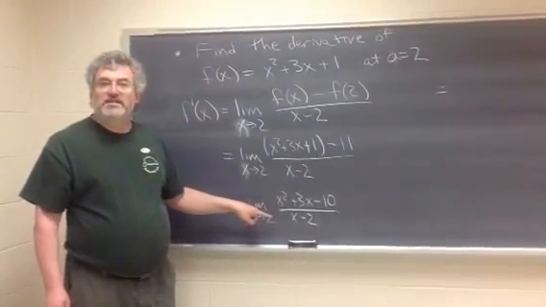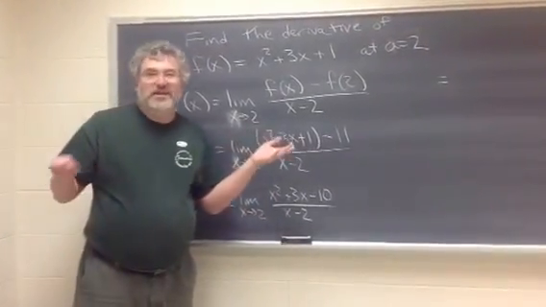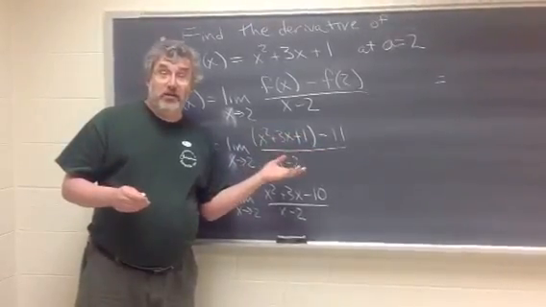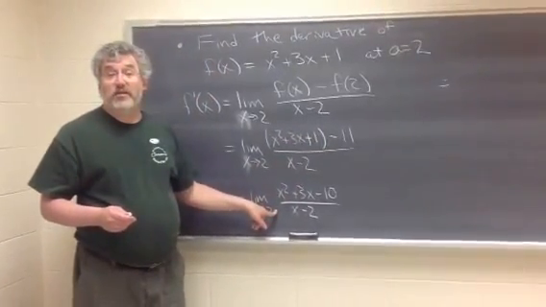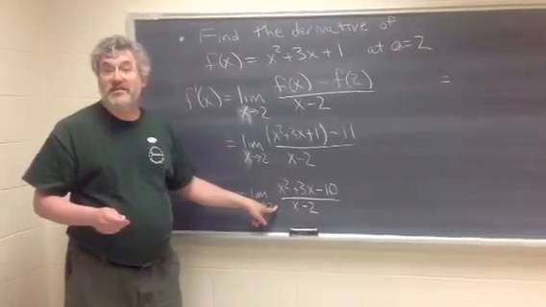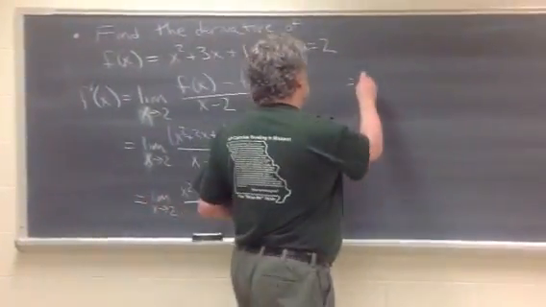You plug 2 in the bottom, you get 0. 0 over 0 is indeterminate. You can't just do that. But what you can do with limits, especially like this, is factor. Do some algebraic magic to simplify it. Let's do that. I'm going to write over here.